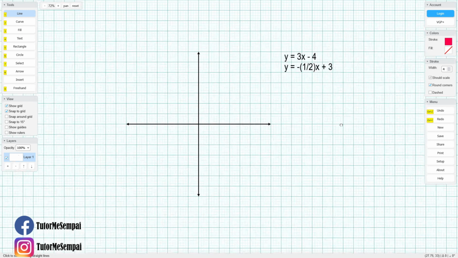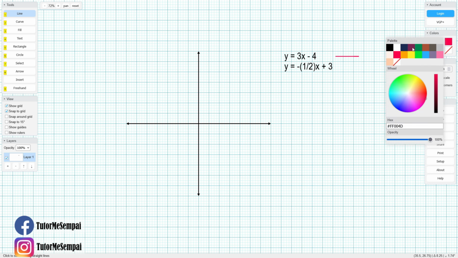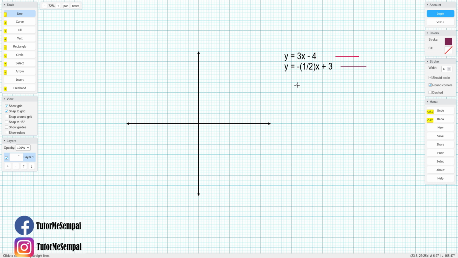Let's move to our second example, and let's assign some colors. So we're going to have our red again for our top one. So this is going to be our first equation, and we're going to go back to this like burgundy looking one, and that's going to be our second equation. And we're going to do the same exact thing that we did before.